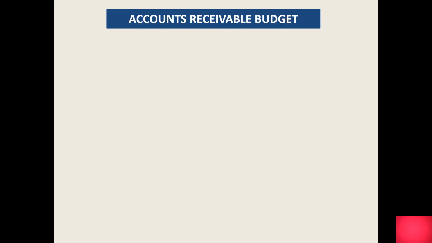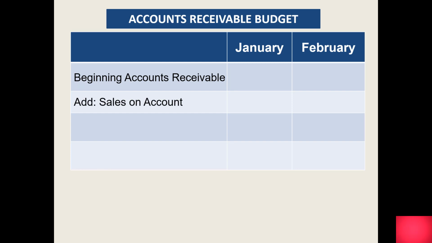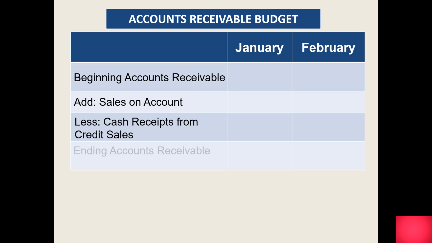Next, we'll prepare the accounts receivable budget. You know how accounts receivable works. You start with a beginning accounts receivable balance. You add sales on account. That increases accounts receivable. What decreases accounts receivable? Cash receipts from credit sales. And that will give us our ending accounts receivable balance.